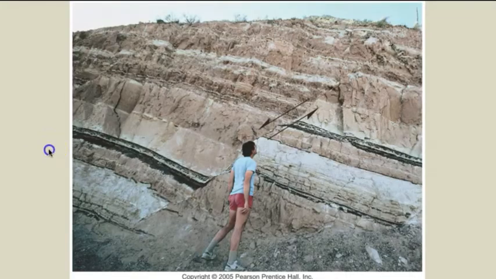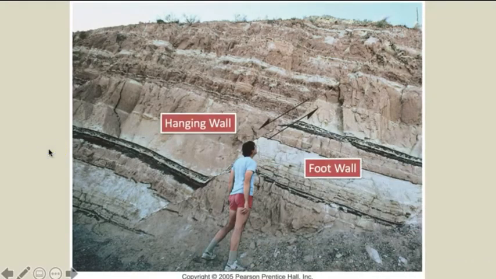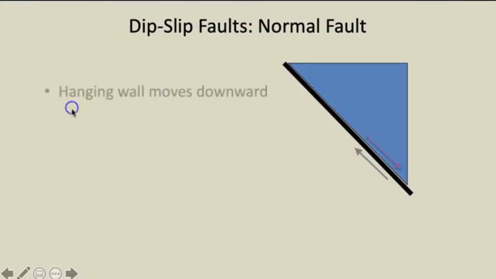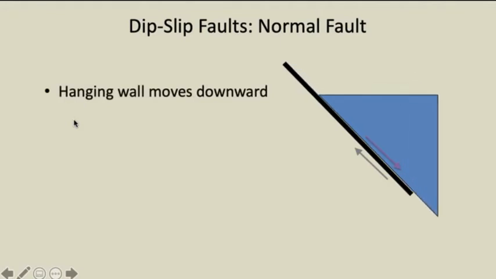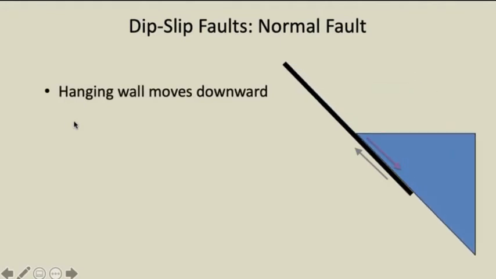This photo shows a fault where the hanging wall moved downward along the fault surface. If the hanging wall moves downward along a dip-slip fault, it is called a normal fault. The hanging wall slides downward when tensional stress is acting on the crust.